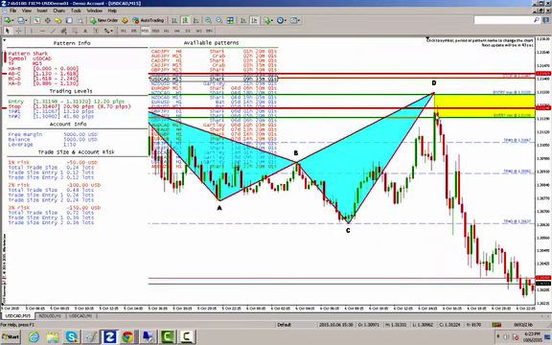Something like this, where it has tested the zone and it's even over here, it's fine to jump in. You've established a resistance point, and you can establish a resistance point here. Not a problem. Let's see what else we got.